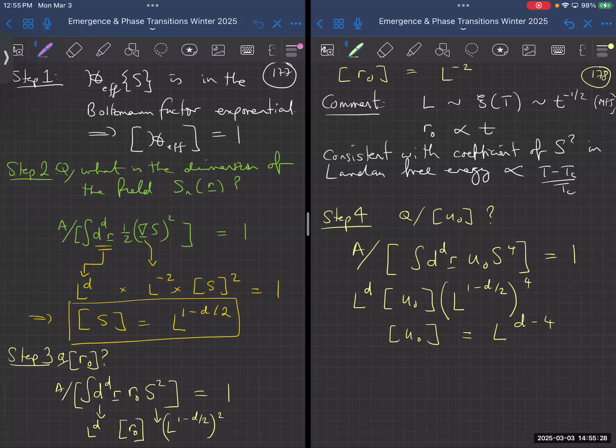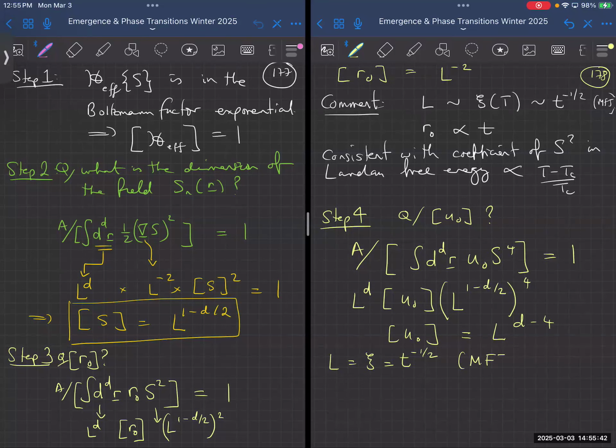Now, remember what we just said. The characteristic length scale here is L, which is the correlation length. And the correlation length in mean field theory goes like T to the minus 1/2. And so what that then implies is that u naught itself is going to scale like T to the minus (4 minus D) divided by 2.